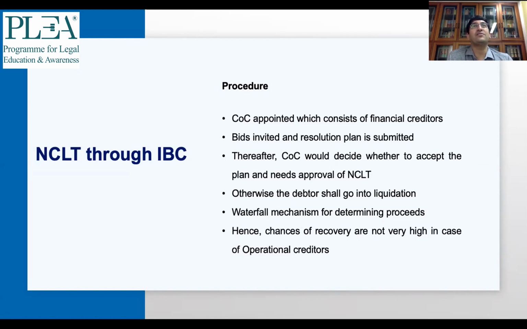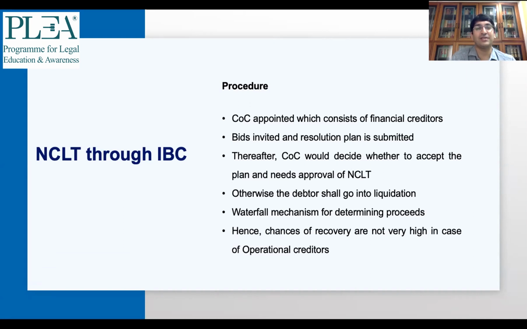The only case where an operational creditor may get relief through this procedure is that before the petition is admitted by NCLT and the proceeding goes into the resolution process, the debtor says that okay, I'll pay you, you withdraw your petition. So this is the only way in which the operational creditor can receive that money. So it is not really a recovery forum, but it is important to keep in mind that practically you may be able to recover your money.